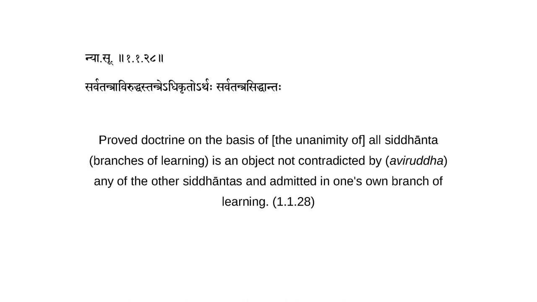Sarvatantra Aviruddha, Tantre Adhikrito Artha, Sarvatantra Siddhanta. So proved doctrine on the basis of unanimity of all Siddhanta or branches of learning is an object not contradicted by any of the other Siddhantas and admitted in one's own branch of learning. So when something is accepted by everybody and not contradicted by one's own Siddhanta, it is called Sarvatantra Siddhanta. And this knowing the Artha, or knowing the world around us through Pramanas, is considered Sarvatantra Siddhanta.